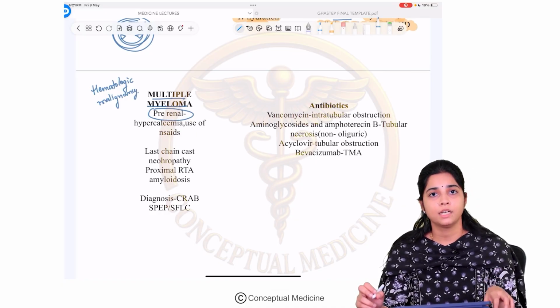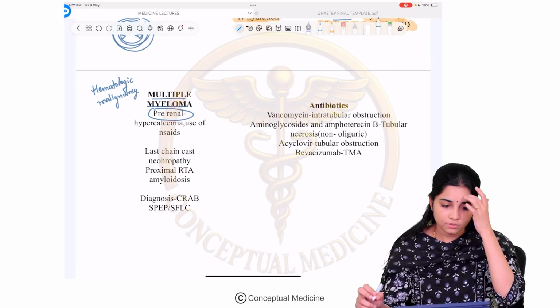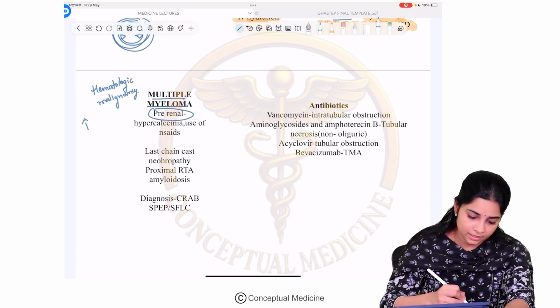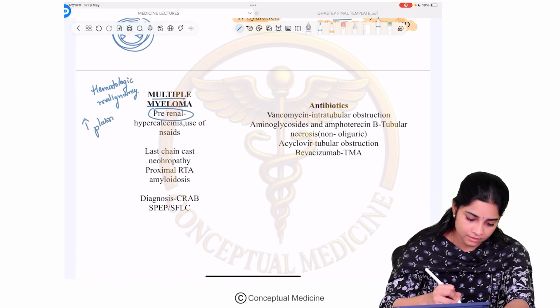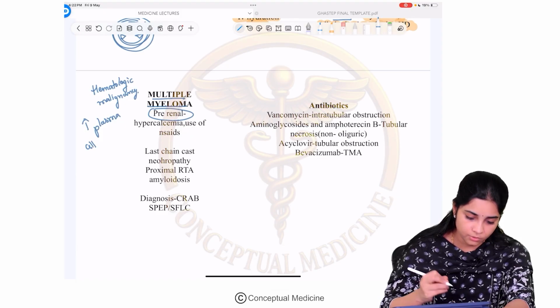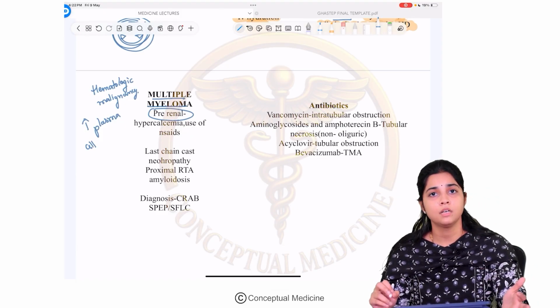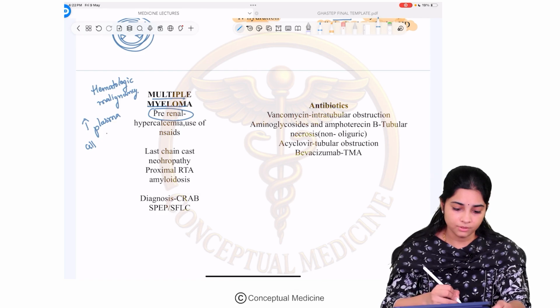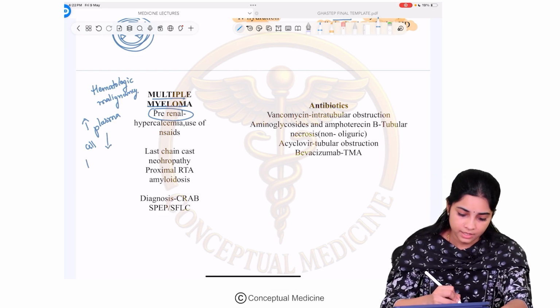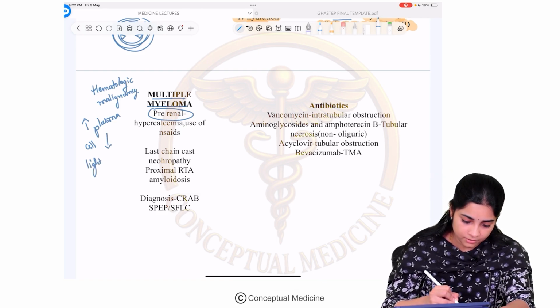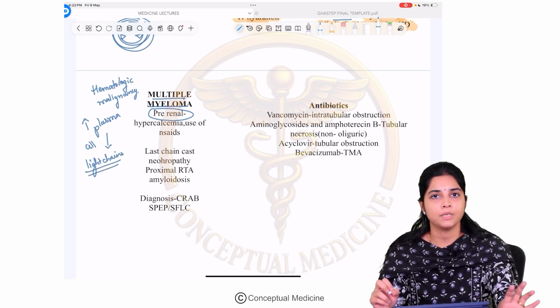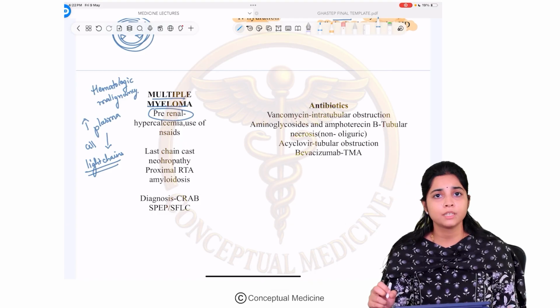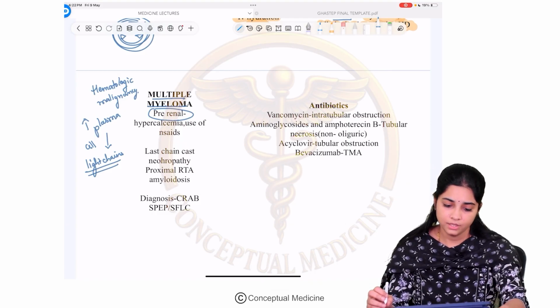This is a hematologic malignancy, right? So what happens here is that there is plasma cell infiltration into the bone marrow, and these cells produce light chains. These light chains are the ones which can damage the kidney. So this is the basic fundamental principle that you should be aware of, right?